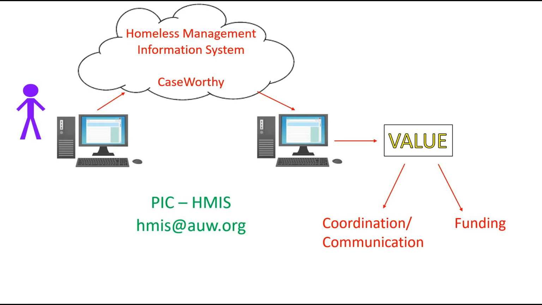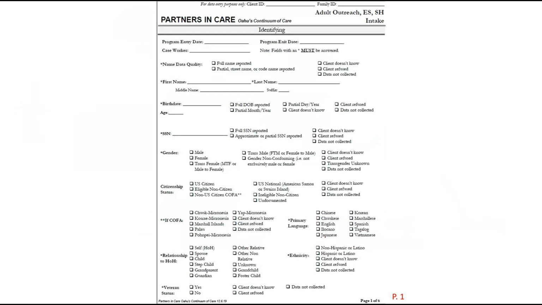If you ever have questions about how to enter data or error messages that you're getting or a mistake that you've made, because we all make them, please reach out to us at hmis@auw.org. We are very happy to help. It's helpful if you have a screenshot so that we can see exactly what the issue is. It's helpful if you can send a client ID so that we know what to look at when we're trying to troubleshoot. But we'll ask you for that information if you don't provide it up front.